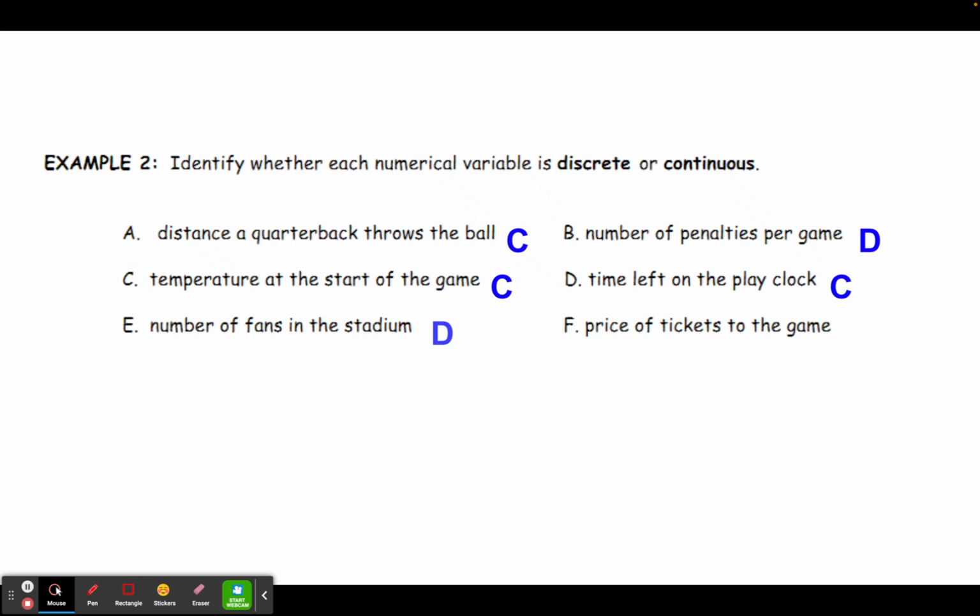Number of fans in the stadium would be discrete. That would be something we would count. And the price of tickets to the game, that would also be discrete because we count money and there are gaps in between the possible values.